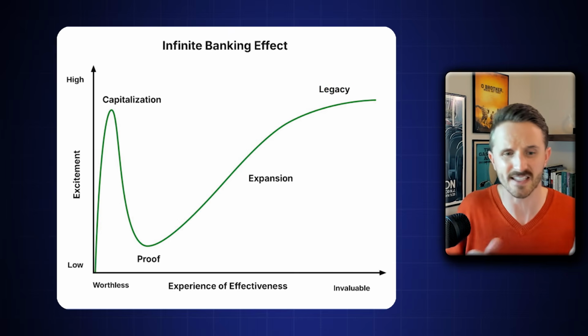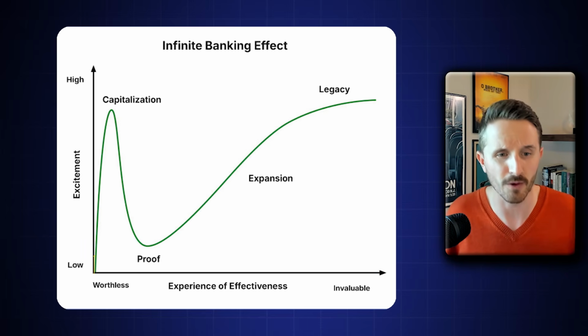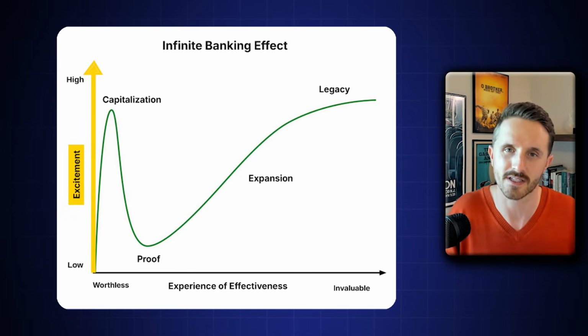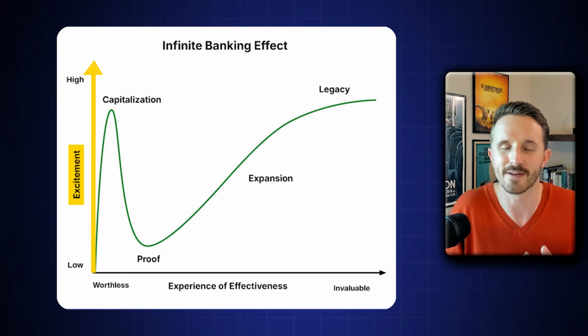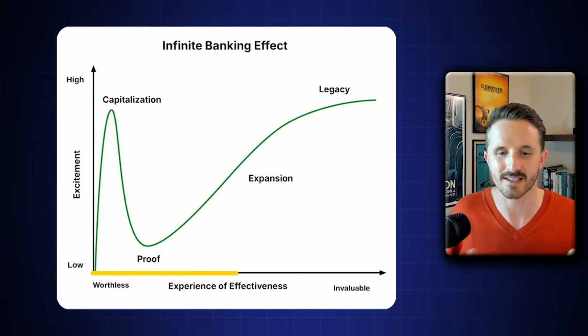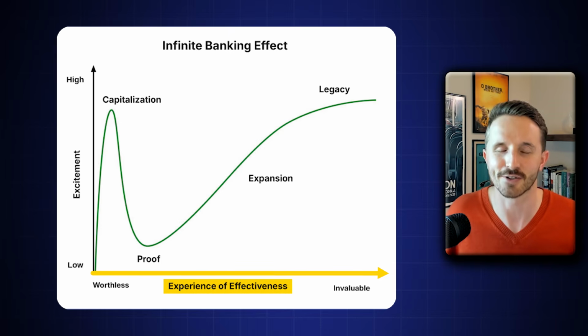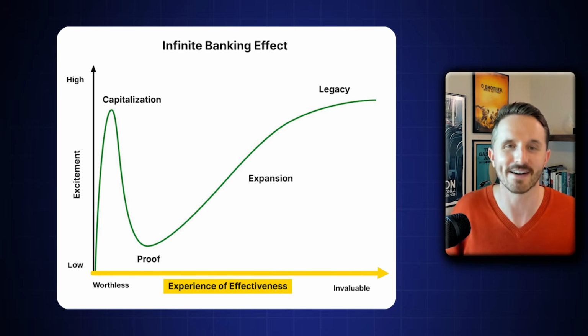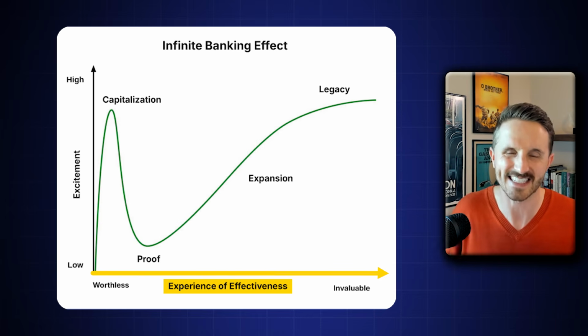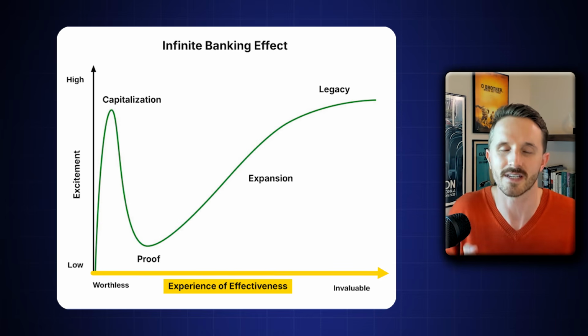These are the 4 different phases that you're going to go through throughout the infinite banking process. As far as the axes on this chart, the y-axis, going from top to bottom, is the excitement that you're going to experience by doing infinite banking and starting the strategy. And the x-axis, going from left to right, is the experience of effectiveness. That's the gut feeling of, oh, this is working so well for me, I can see the benefits, I'm using the policy, and so on.